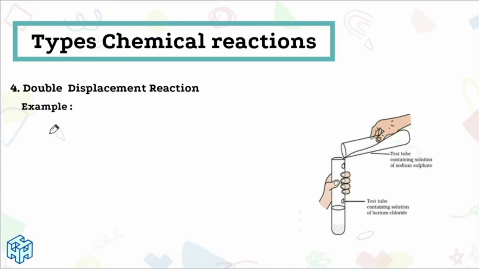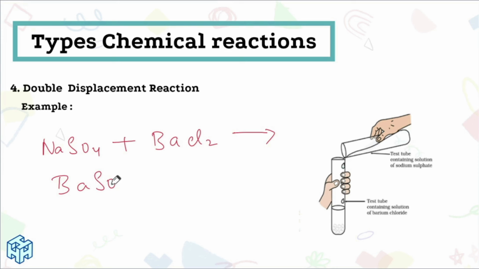Let me give you an example. I have a sodium sulfate solution. I am adding barium chloride solution, which will give me a barium sulfate PPT. PPT is nothing but a solid type structure, plus NaCl, sodium chloride. Are you able to get it?